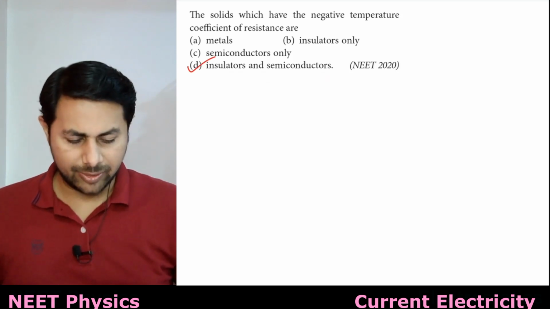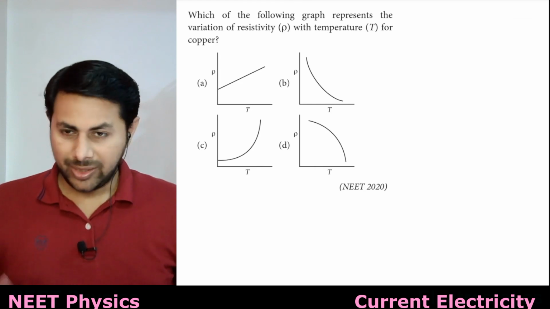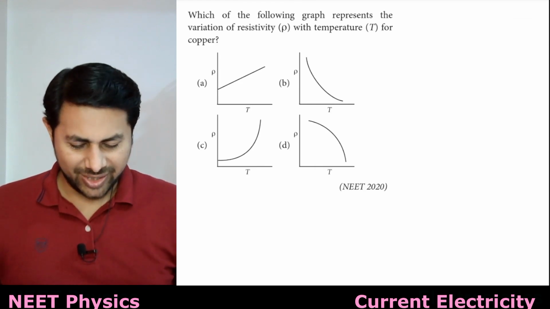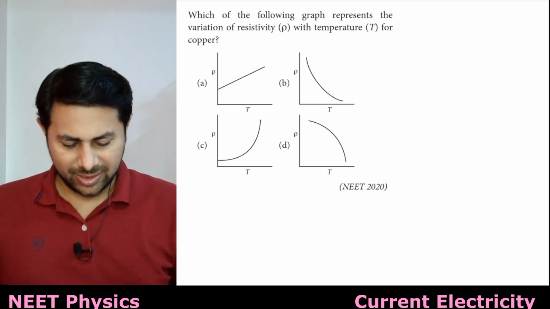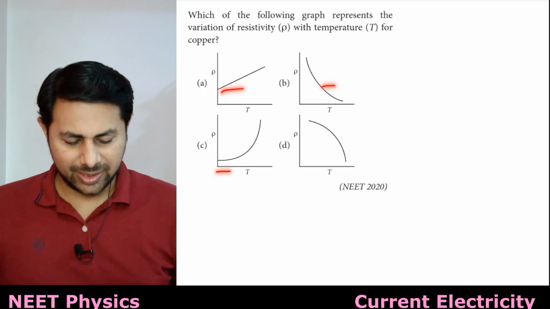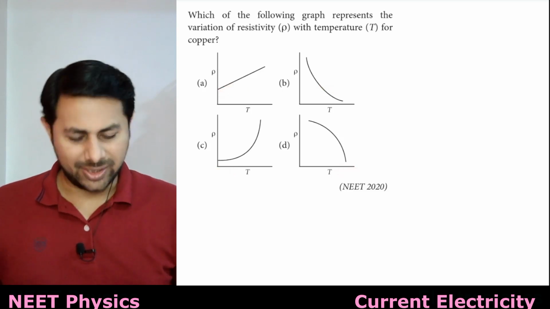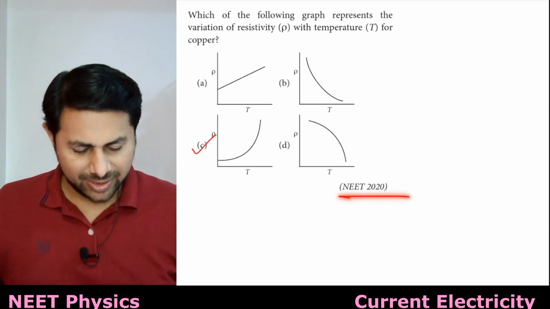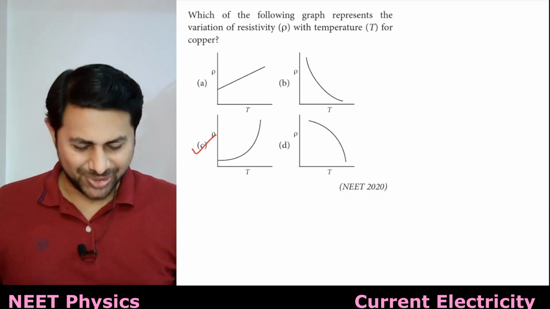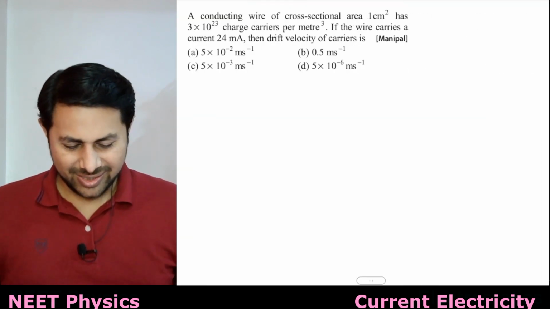Very simple question. This one is also from NEET 2020. Which of the following graphs represents the variation of resistivity with temperature for copper? Is it A, B, C, D? Option C. Good. It seems like 2020 was simple. Good, option C. Let's see the next one.